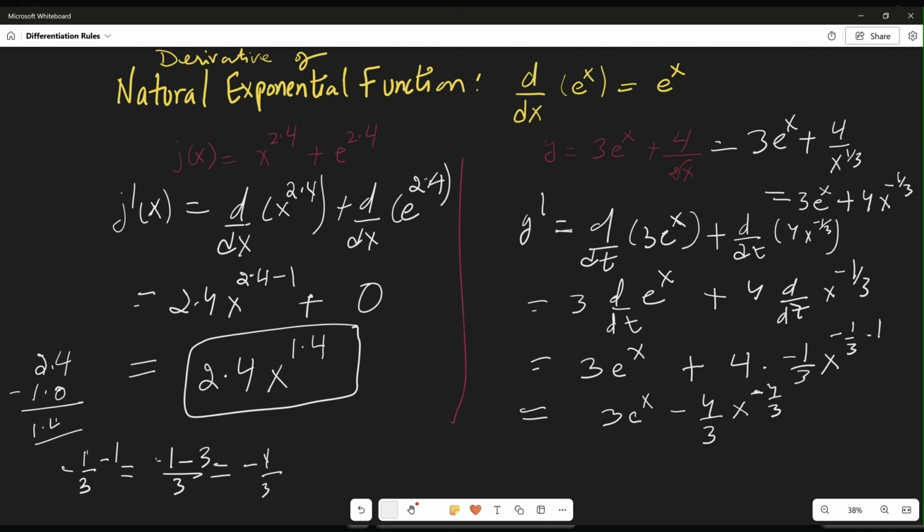This is your answer, or I'm just going to further simplify this as this was written in the cube root form. So I'll just write this as 3 e to the x minus 4 over 3 times x cube root of x, because this is simply just x to the positive 4 over 3. So this is just another way of writing it, but yeah, here is your answer.